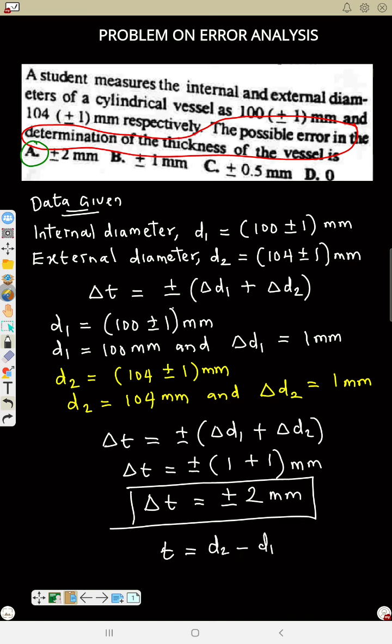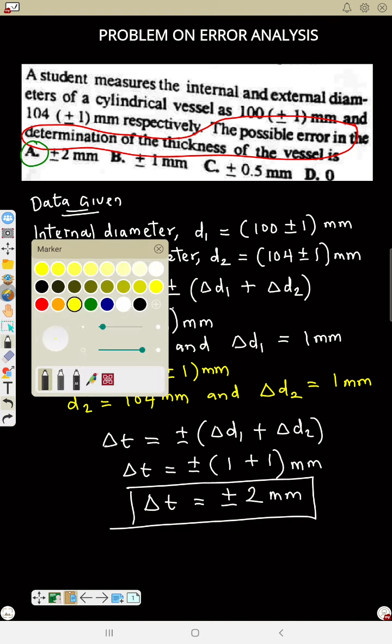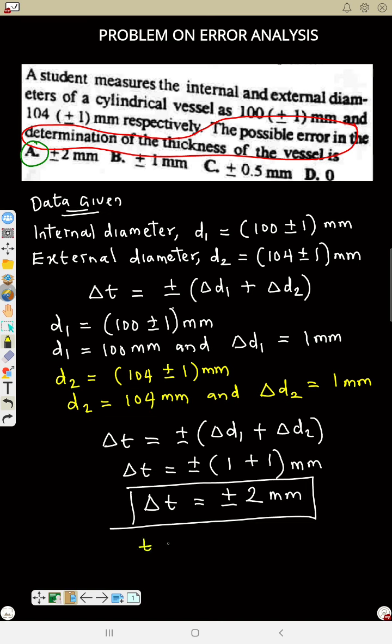To get thickness, we need to find the difference in the external diameter and the internal diameter. The difference is 104 minus 100. That means thickness is equal to 4 millimeter. So thickness is 4 millimeter, and absolute error in thickness is plus or minus 2 millimeter. So the thickness of this vessel with the error limits is T equals T plus delta T.